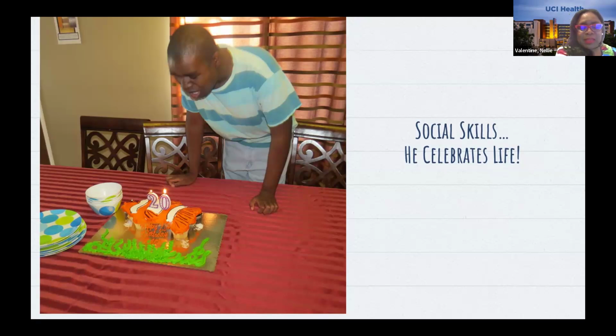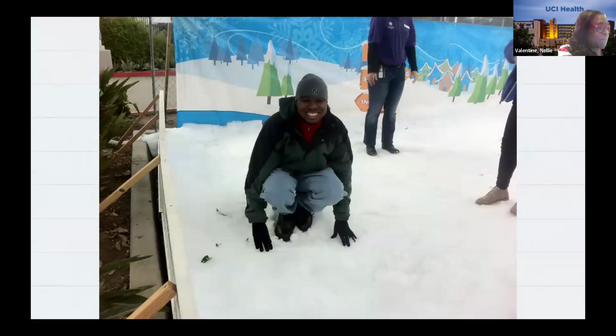My son, on this slide, I'm showing his 20th birthday, and he wanted a Nemo cake, or one of those cakes. And so there we are, giving him the cake he wanted, because he had such a fantastic year leading up to his birthday. And so I want to touch upon social skills as we transition into these slides. And please share the next slide.